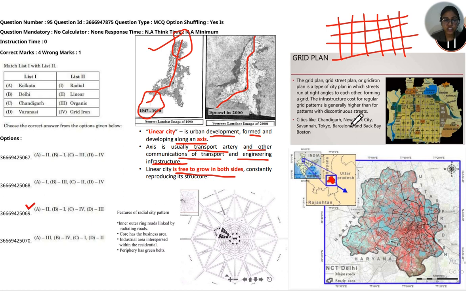So cities like Chandigarh, New York City, Tokyo, Barcelona and the Back Bay of Boston are some examples of cities which are designed in the gridiron pattern. So Kolkata is your linear, Chandigarh is your gridiron pattern.